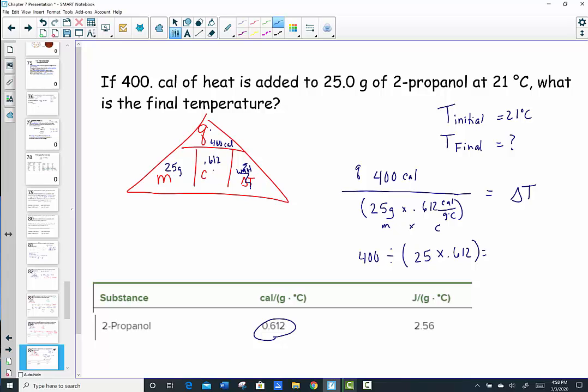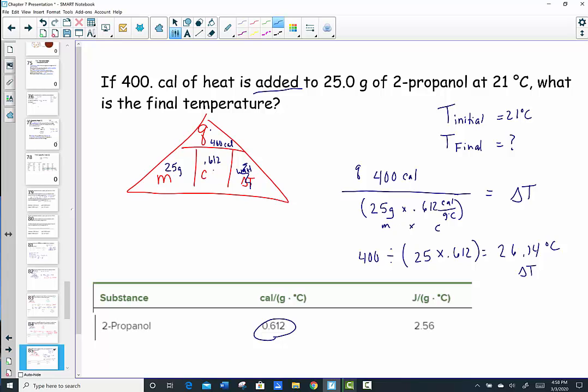Now my screen reads 26.144. Well, just right there is fine. Now that's not my final answer. That's my delta T, how much it changed by. If we're adding heat, it means it's going to warm up.